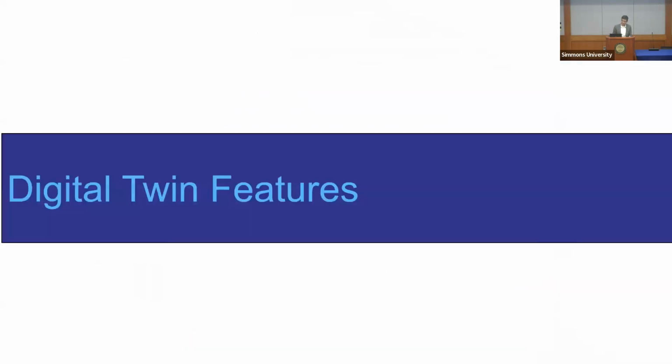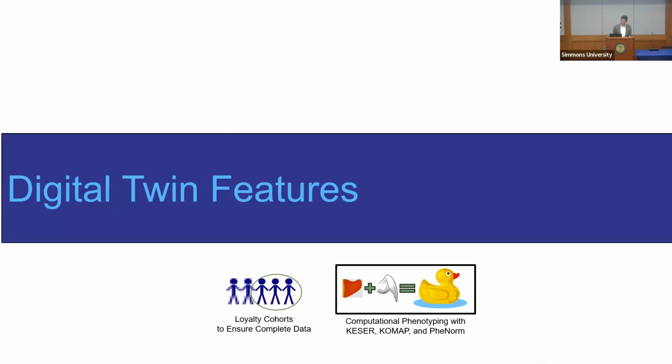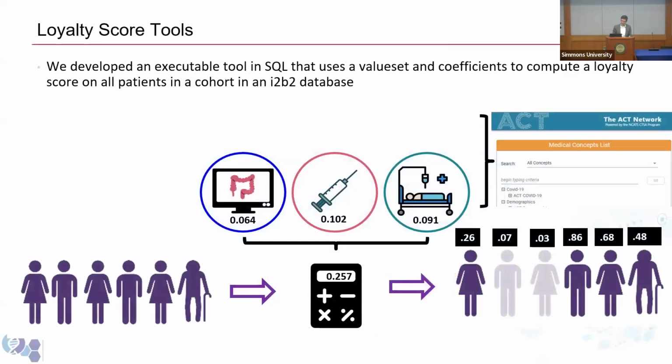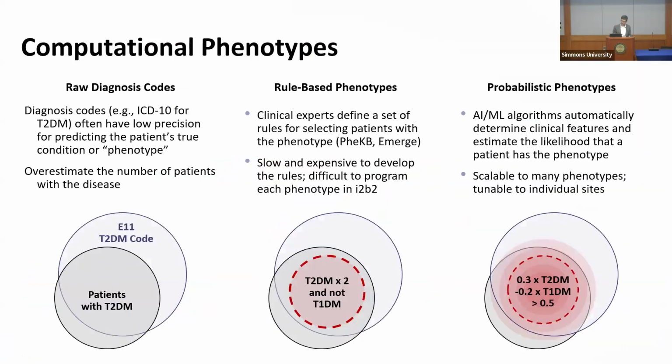We also have digital twin features. This is a separate package that you can download and put on top of your I2B2. It currently has a loyalty cohort package and a Kessler-CoMap computational phenotyping package. The loyalty cohort package, I'm going to be talking about in more detail tomorrow morning, but it is a validated approach to use proxy measures in the EHR to find patients that are statistically likely to have complete data. So it enhances and enriches your cohort for patients where you don't have vast amounts of missing data.